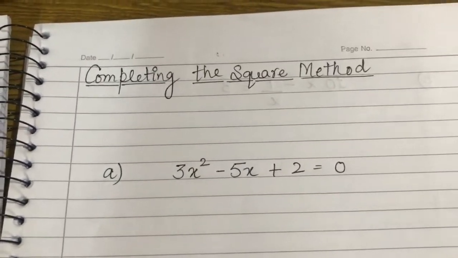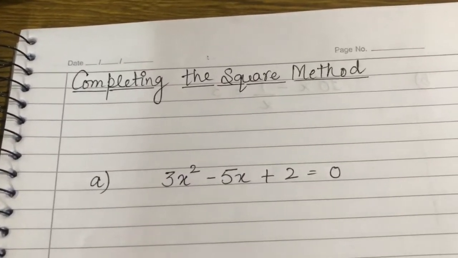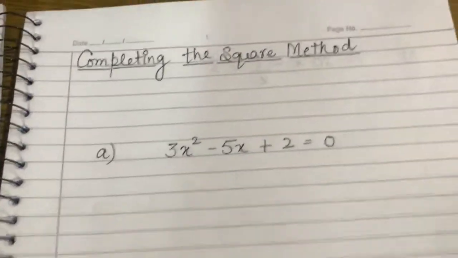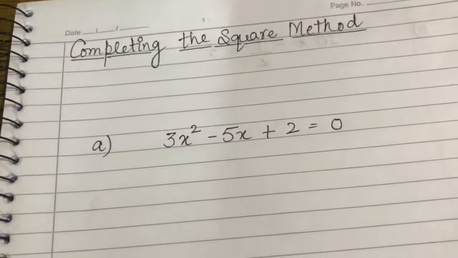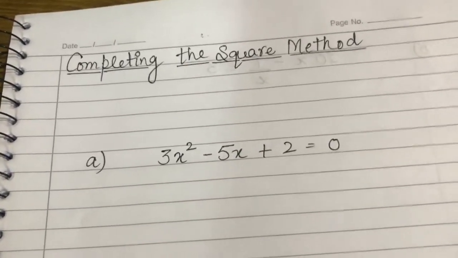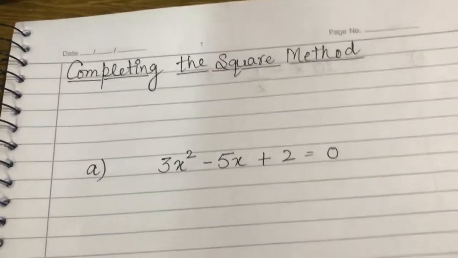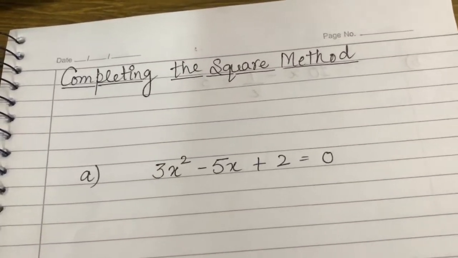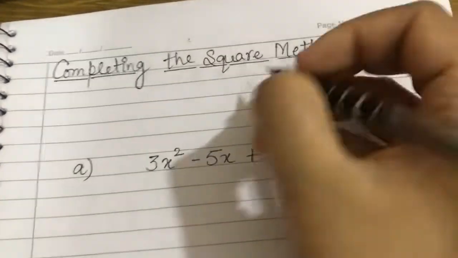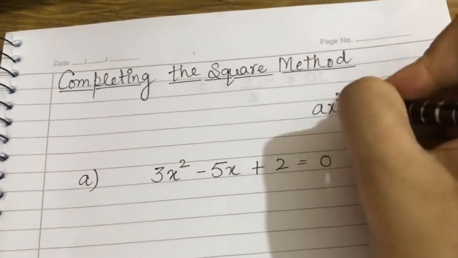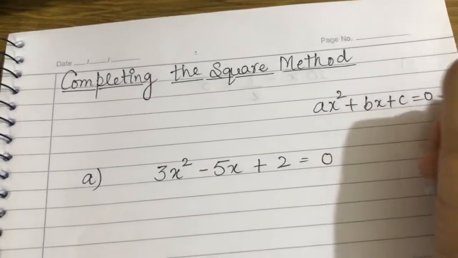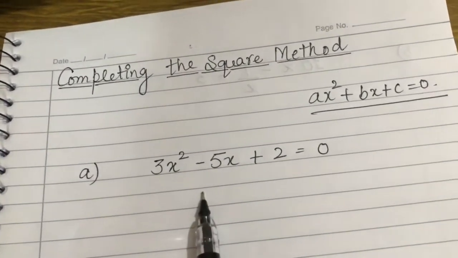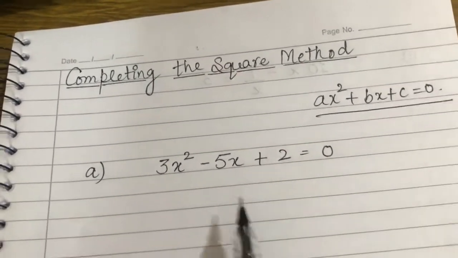Now after factorization, we will discuss another method, that is the completing the square method. To understand this method, you have to follow some steps, and those steps you have to learn. First of all, the first step is that your equation must be in the standard form. Standard form is ax square plus bx plus c is equal to 0, and we can see that the given equation is already in the standard form. So we may proceed now.